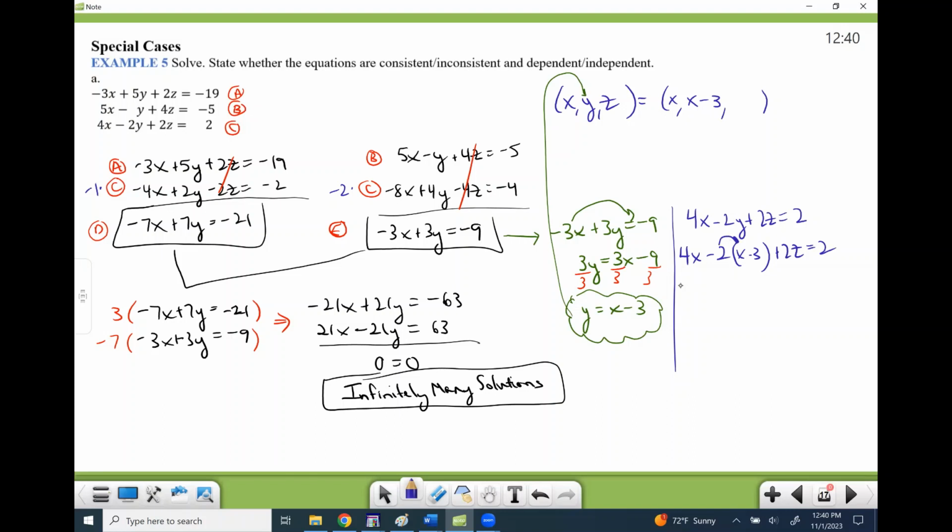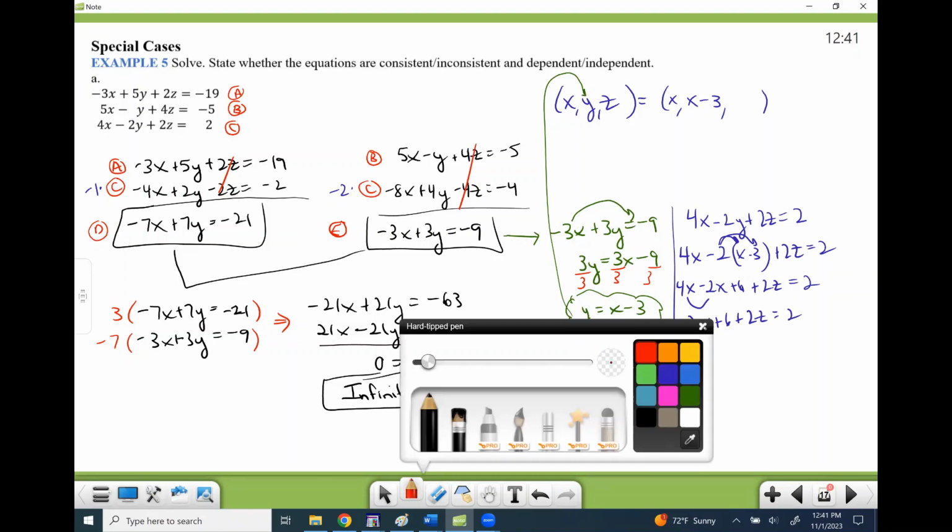So if we distribute, we're going to get negative 2x and then plus 6. Now it's our job to solve for z, because it's z that we're looking for up here in our ordered triple. We already have x, we already have y, so now we need z. All right, so let's go ahead and combine these. So we got 2x plus 6 plus 2z equals 2. We'll go ahead and subtract the 6 from both sides.